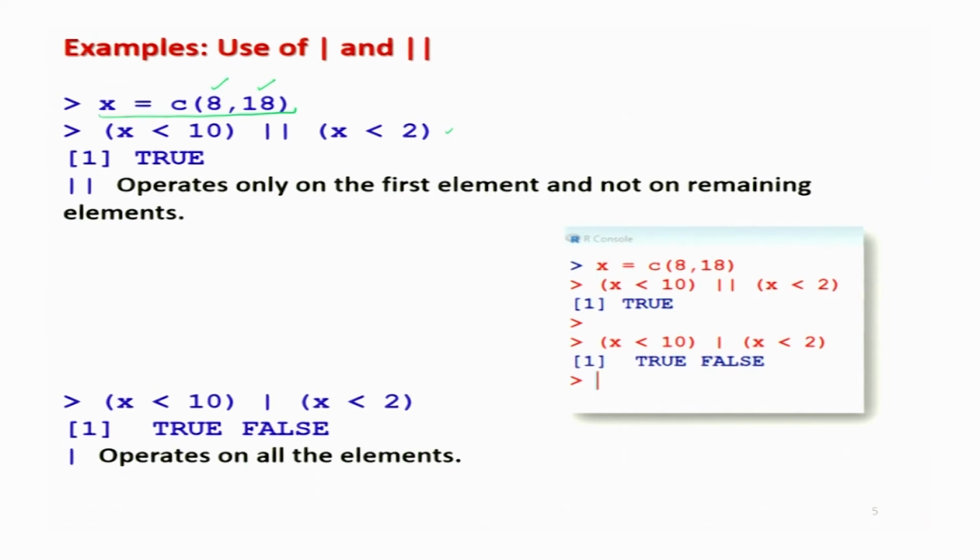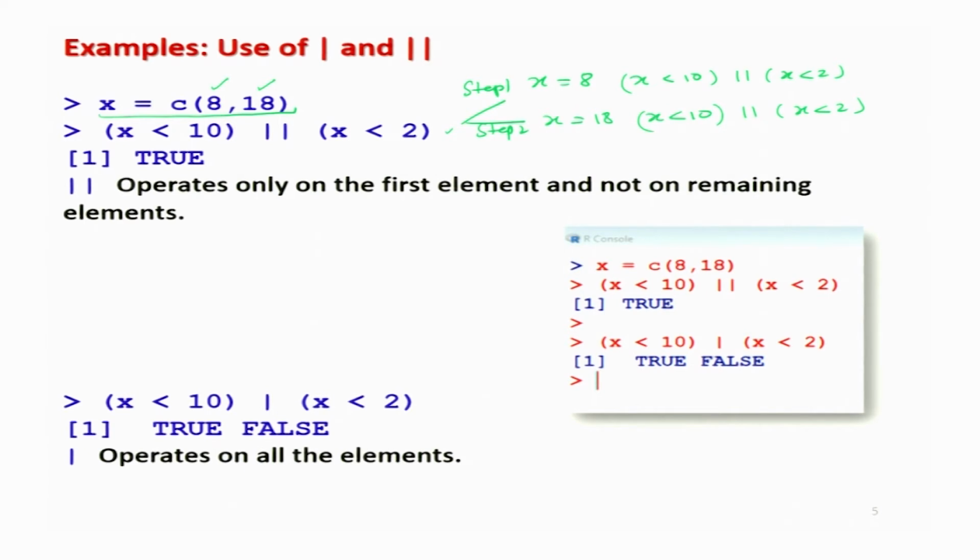You want R to operate like this: first of all it will choose the value x equal to 8, and then it will verify the answer of this command, that x is less than 10 or x is less than 2. After this, in step 2, you want x to pick up the value 18 and test whether x is less than 10 or x is less than 2. This is what you want to do.